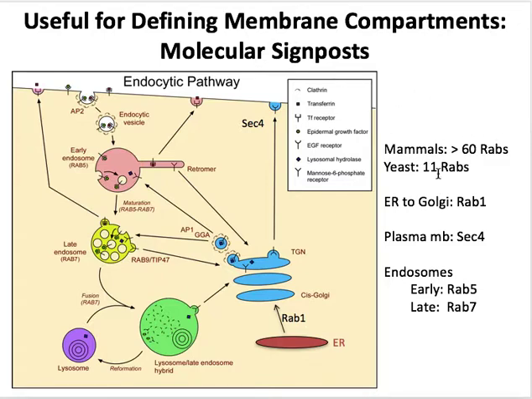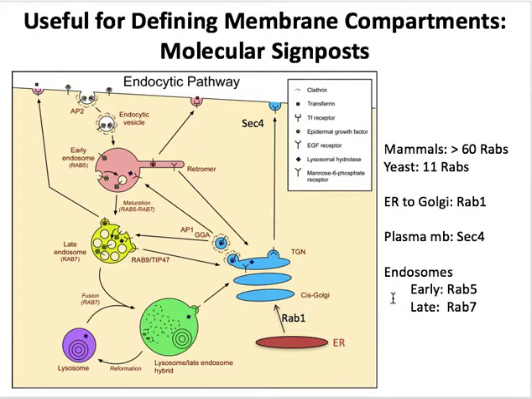As I mentioned, mammals have over 60 Rabs, and yeast have about 11. These different Rab proteins are localized to different compartments within the secretory pathway, and they help to define membranes. For example, for ER to Golgi vesicle transport, proteins called Rab1 are important for this step. To go from the Golgi to the plasma membrane, there's a Rab called Sec4 involved. Or even for things we're going to talk about later in the course, like endocytosis and endosome sorting, Rabs are essential here too. Some of the famous ones are Rab5 and Rab7, which we're going to talk about in class.